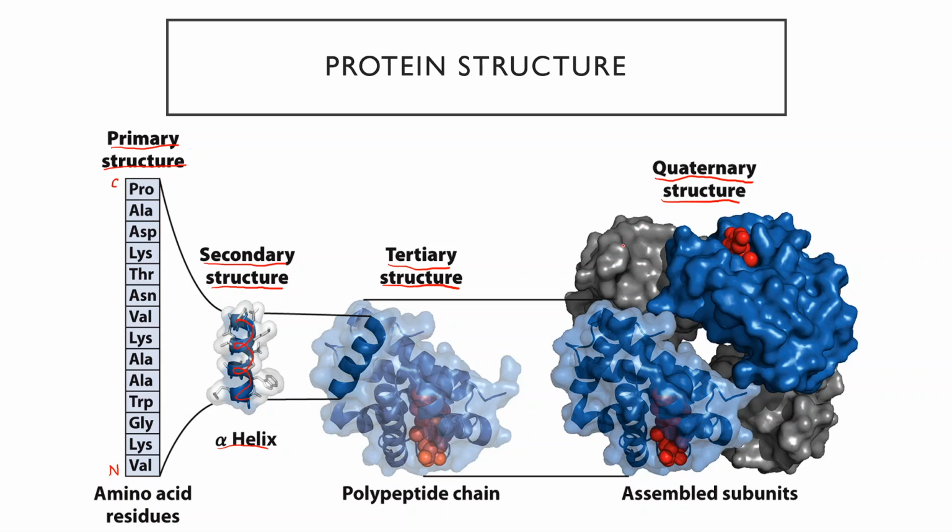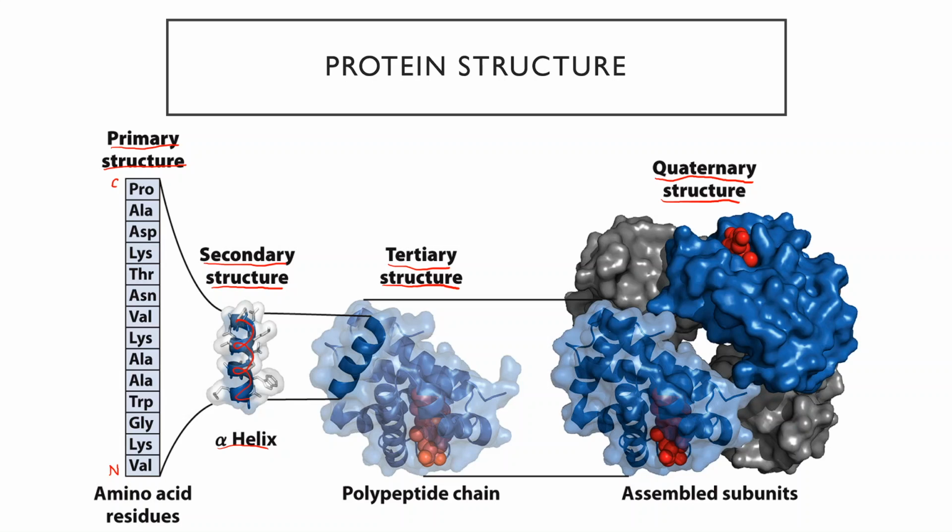This is just another view of hemoglobin. Hemoglobin is considered a protein, but it actually consists of 4 separate polypeptide chains that bind to each other and form this quaternary structure.